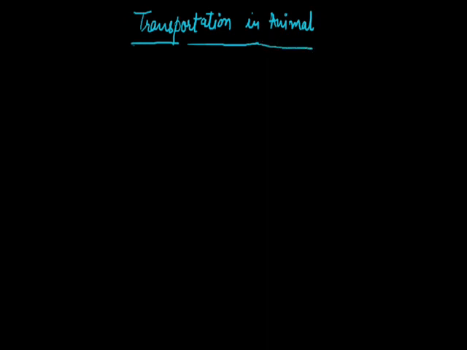Hello students, we were taking the topic transportation in animals. So let it continue. We have seen the first component of the blood circulatory system, that was blood. We have seen the composition of that. Now the topic is blood clotting.